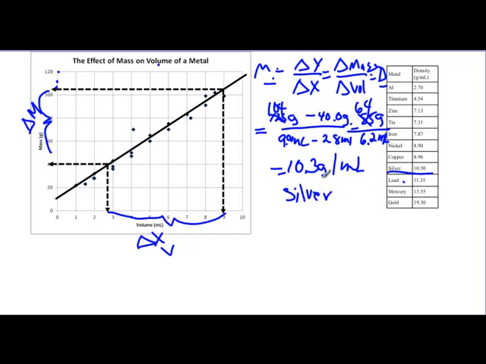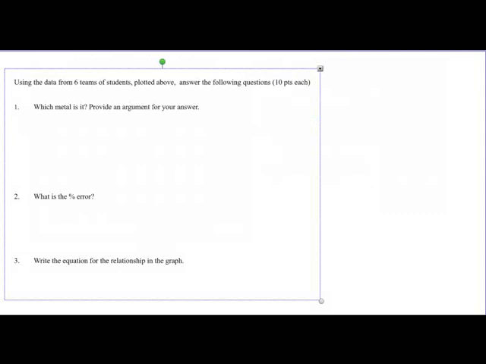Okay. So what I want to write for my argument is, which metal is it? Okay, so we're going to say the metal is silver.